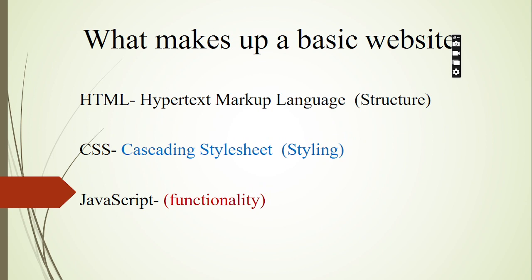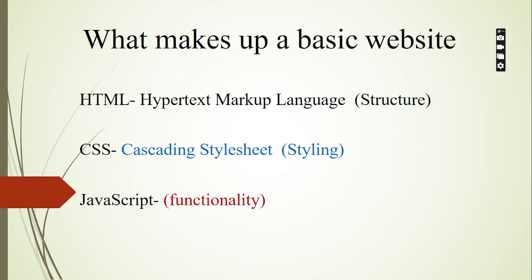So what makes up a basic website? There are three things that make up a basic website. The first one is HTML. What is HTML? HTML is simply hypertext markup language. This is the markup language that makes up the basic structure of a website.